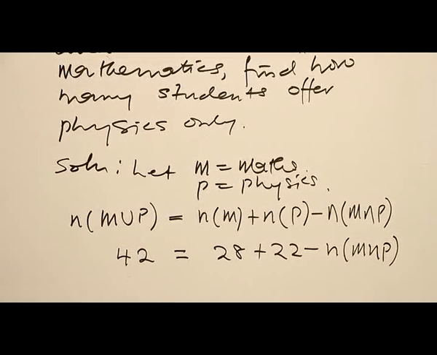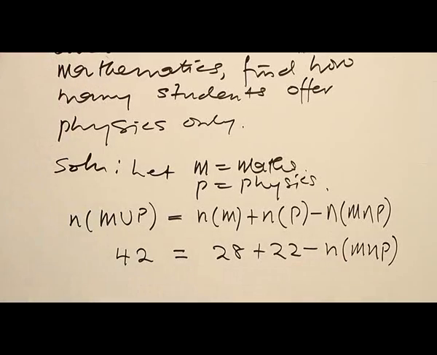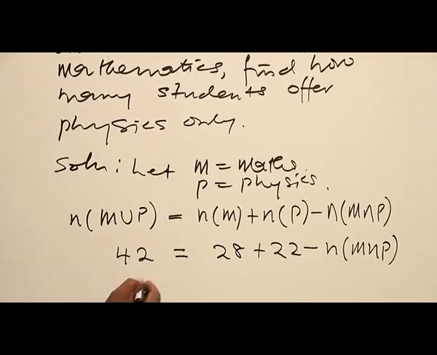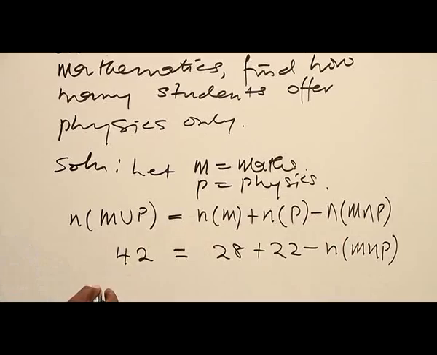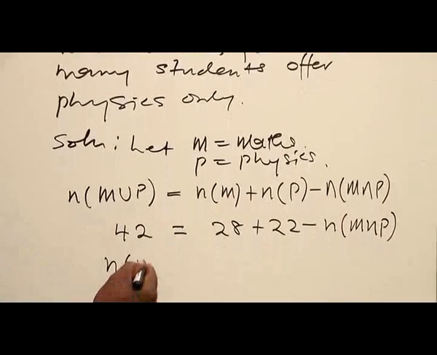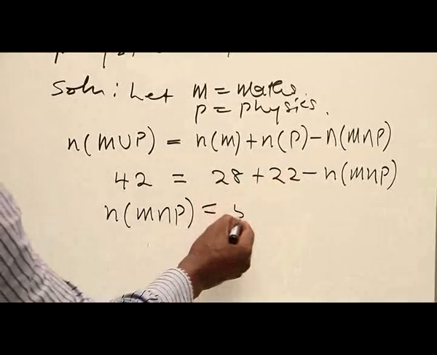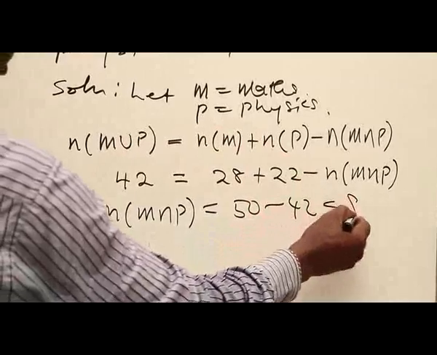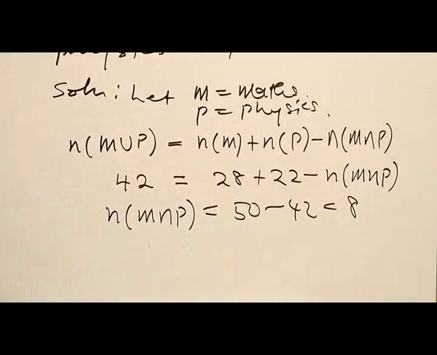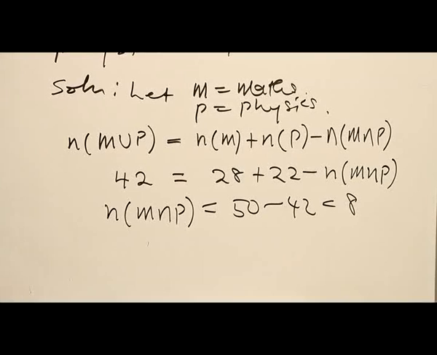Now we want to find how many students offer physics only. So let's first of all get how many students are offering both mathematics and physics. Bringing minus n(M intersection P) to the left hand side, we have n(M intersection P) is equal to, adding these, 50. Then taking 42 to this side becomes minus 42, and the result is equal to 8. So the number that offers both mathematics and physics is 8.